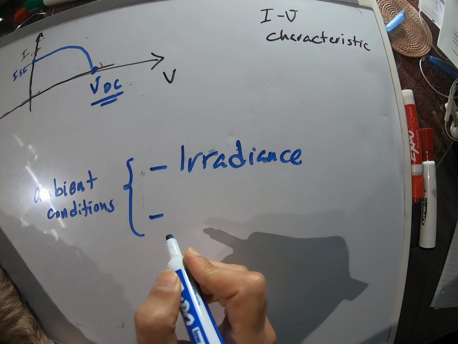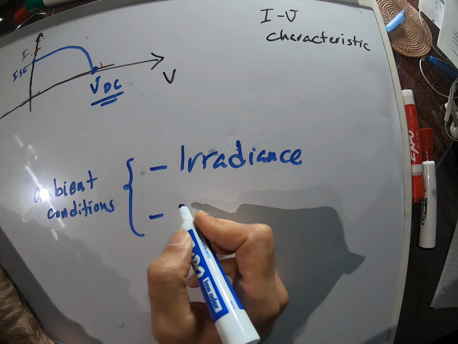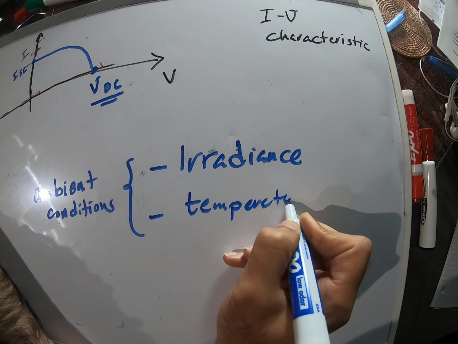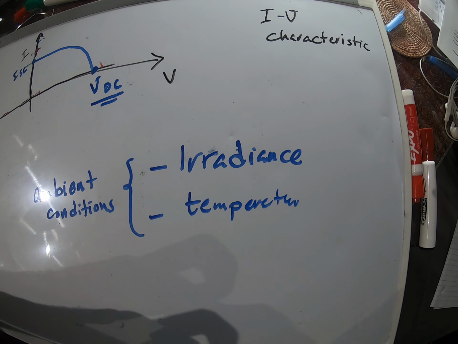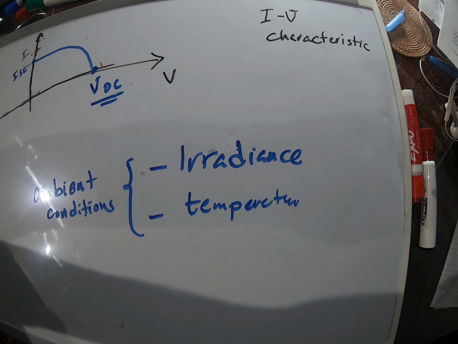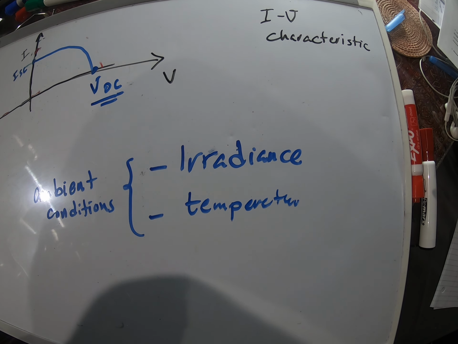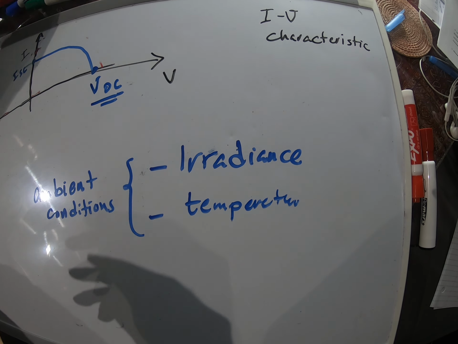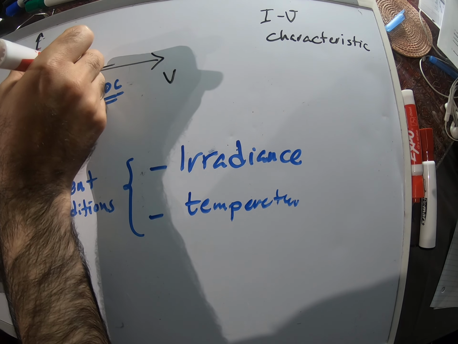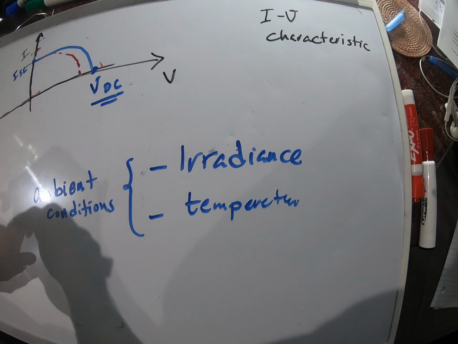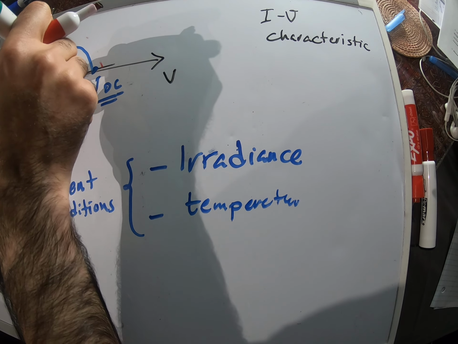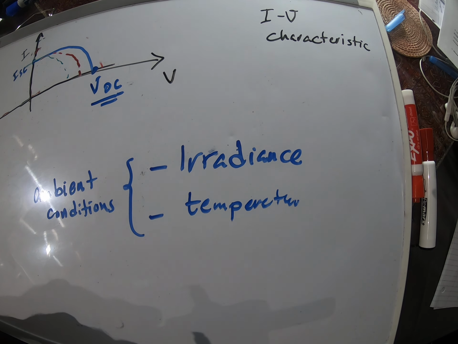We talked about it a little bit, it is temperature. So what happens when we have a higher temperature is the efficiency of the solar cell would reduce. Its IV characteristic is going to reduce as well. So it basically means that you're going to get a lower open circuit voltage. So it shifts the open circuit voltage to the left.